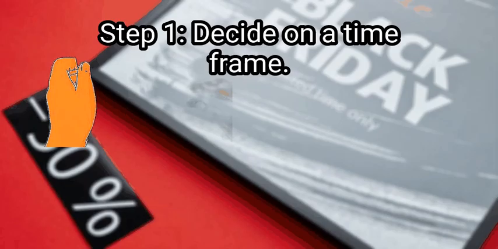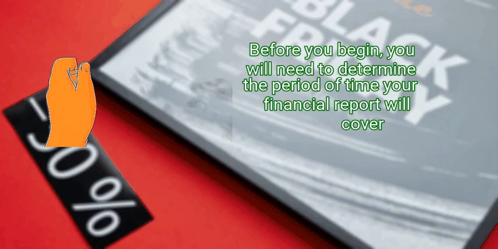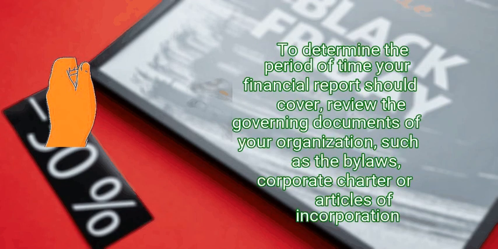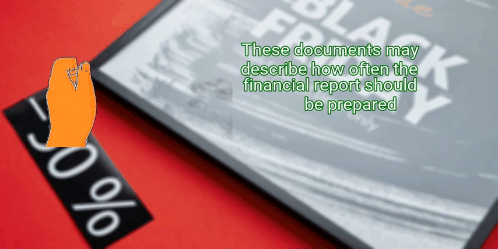First is decide on a time frame. Before you begin, you will need to determine the period of time your financial report will cover. Most financial reports are prepared quarterly and annually, although some companies also prepare them on a monthly basis. To determine the period of time your financial report should cover, review the governing documents of your organization, such as the bylaws, corporate charter or articles of incorporation. These documents may describe how often the financial report should be prepared.